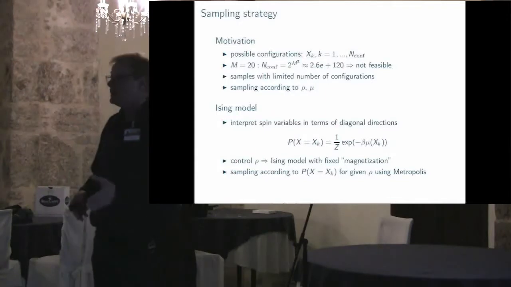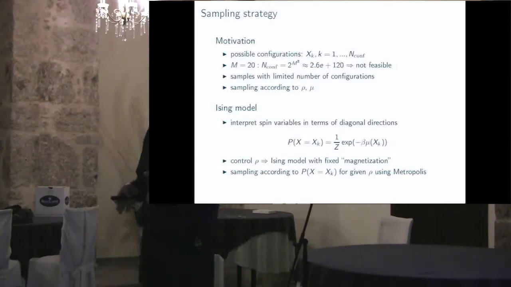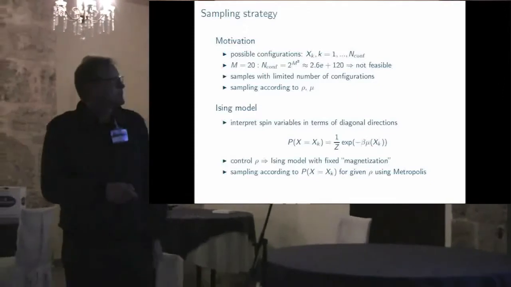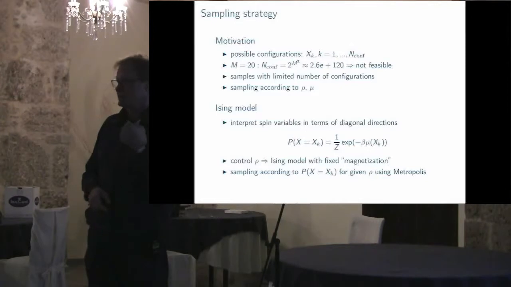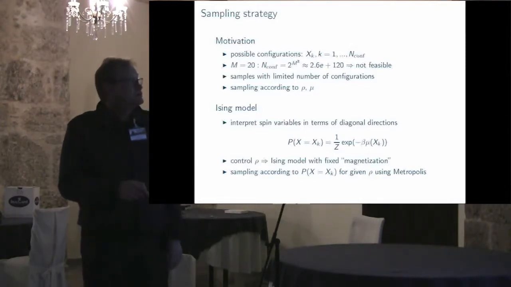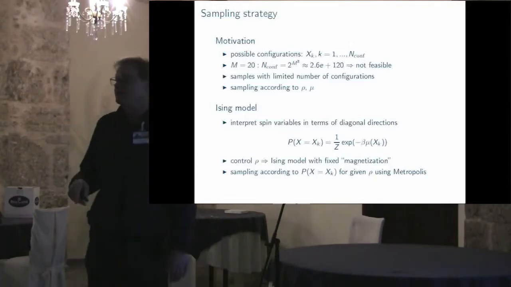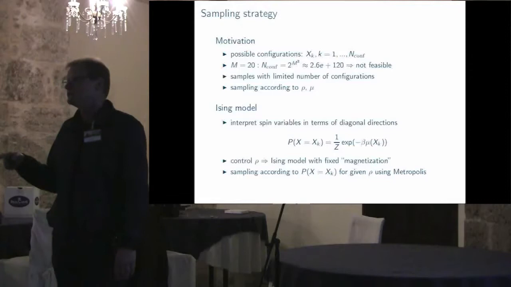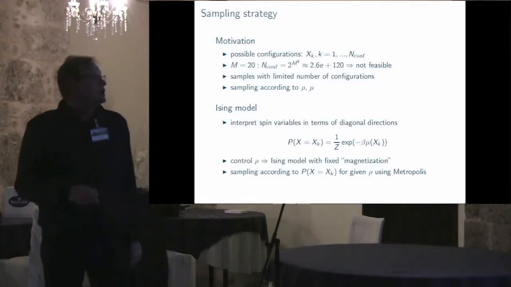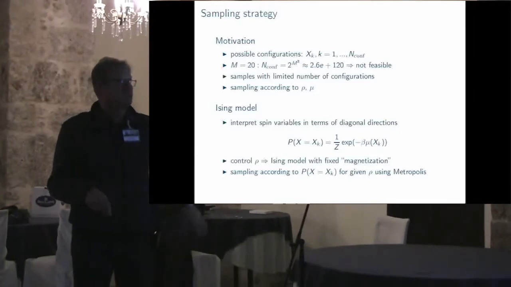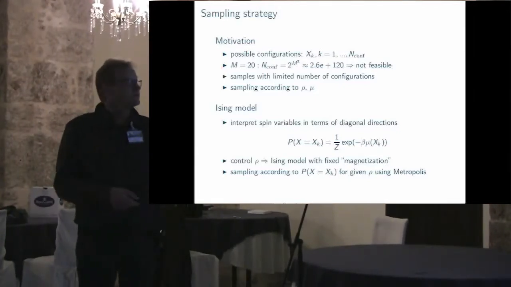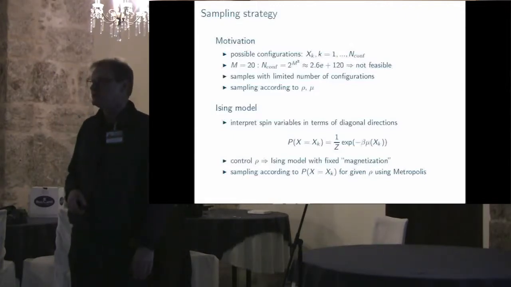In order to check our hypothesis, we need a suitable sampling strategy, because it's a combinatorial exercise to find out how many possible configurations exist. And it turns out that for m equal 20, we already have 2.6 multiplied by 10 to the power of 120 different configurations. This is not feasible. We would like to generate samples from a limited number of configurations, and of course we would like to sample according to the characteristics we defined for the network.